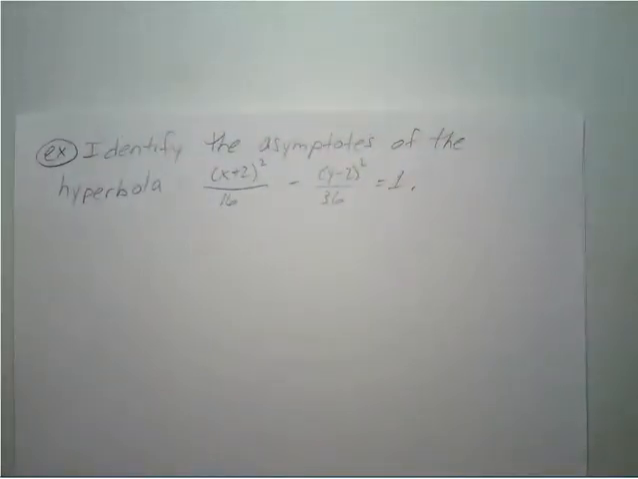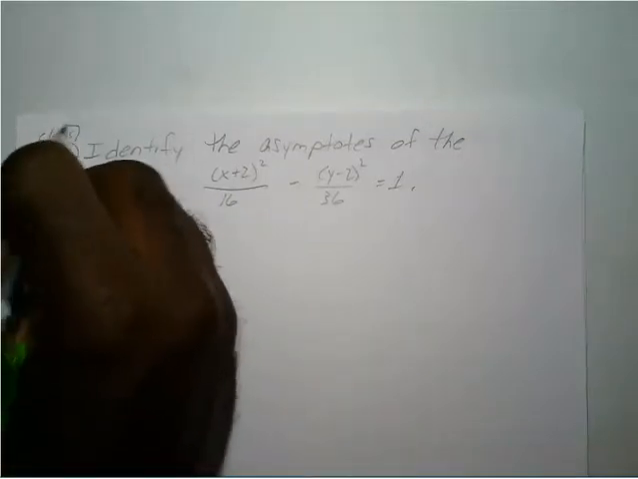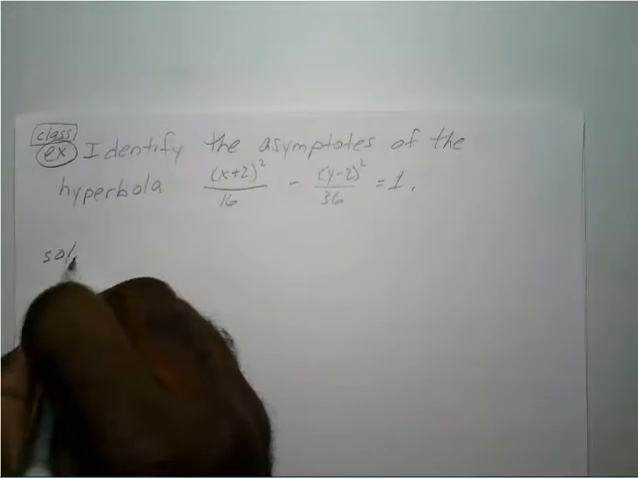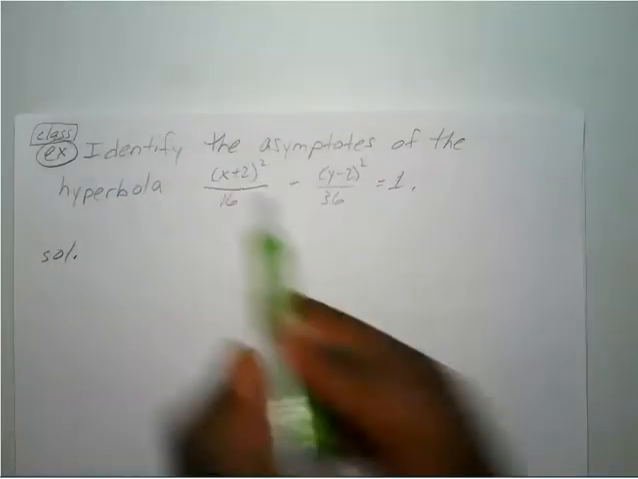We're going to identify the asymptotes of the hyperbola x plus 2 squared over 16 minus y minus 2 squared over 36 equals 1. Once again, I want you to press pause and try to do this one on your own. Remember, first thing you have to do is identify whether it's a vertical or horizontal hyperbola. Go ahead and press pause and try it on your own. All right, so assuming you are all done, let's verify your answer. We're just going to rewrite it.